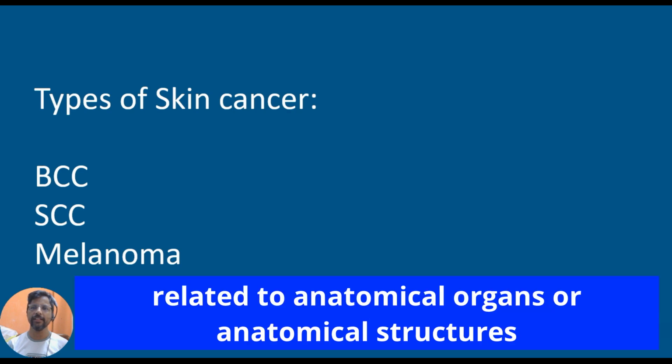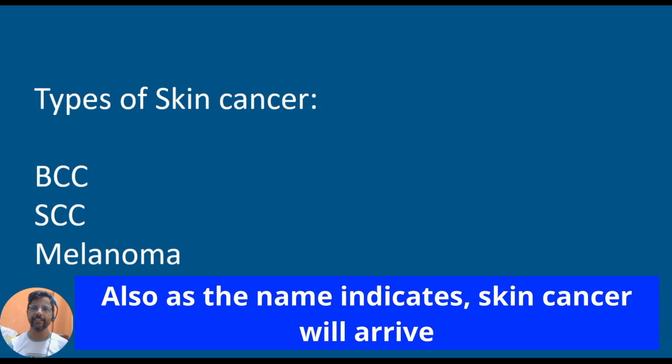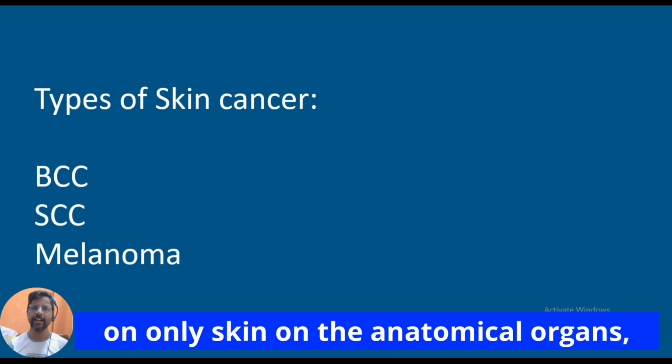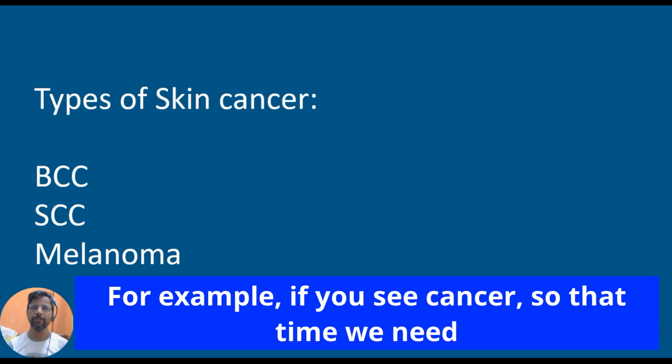So first we will learn what the difference is between skin cancer and the cancer which is related to anatomical organs or anatomical structures like breast and prostate. As the name indicates, skin cancer will arise only on the skin of the anatomical organs, not in the deep tissues.